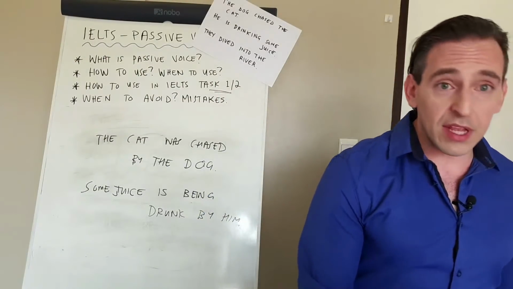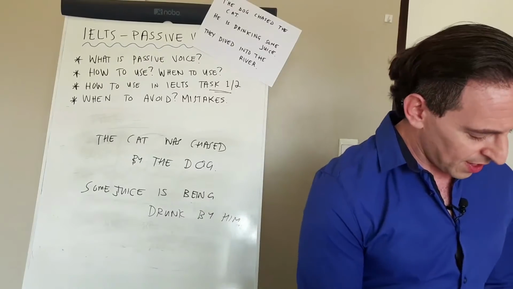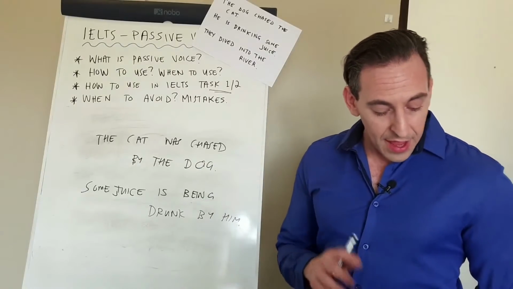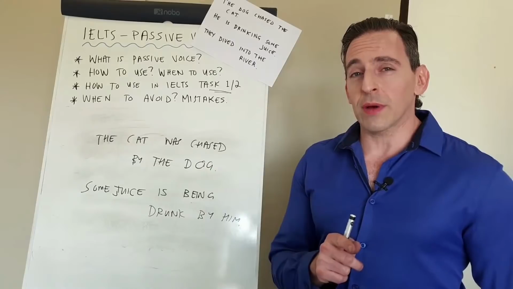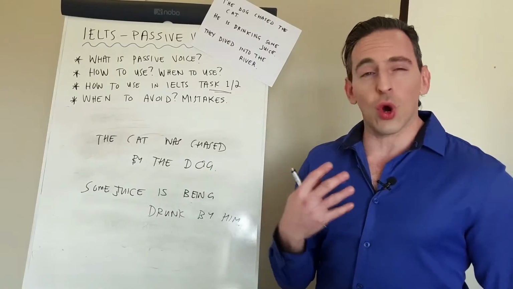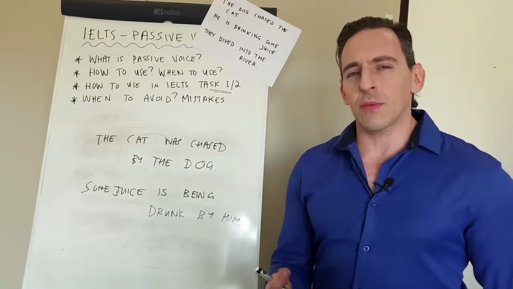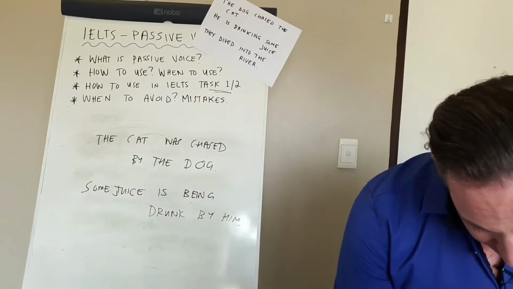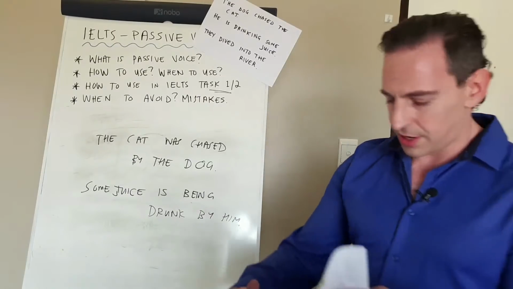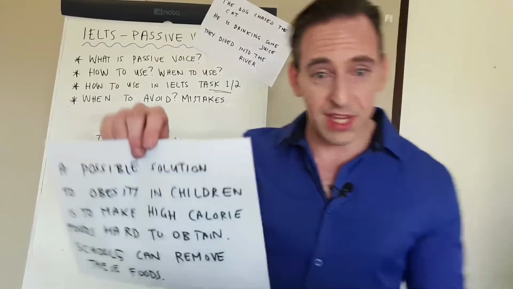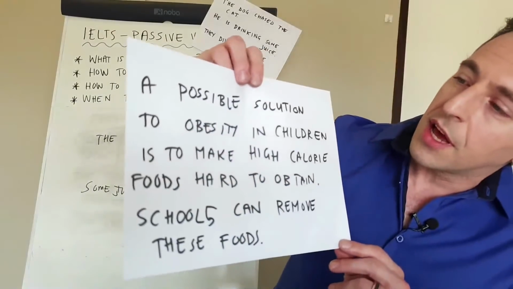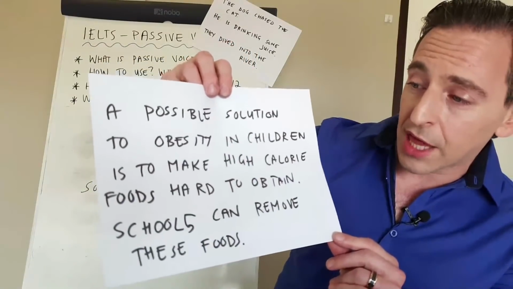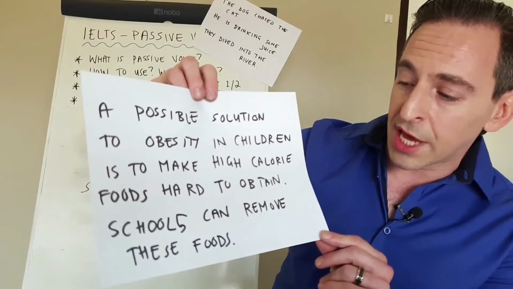All right, so now let's look at task 2 and when you want to use it. We've already looked at task 1. Now, I want to talk about how to use it for cohesion, like we said, to add that complexity, to add that cohesion to your writing. And I have something written here. So let's look at this sample that maybe came from someone's task 2. And it says, a possible solution to obesity in children is to make high-calorie foods hard to obtain. Schools can remove these foods.